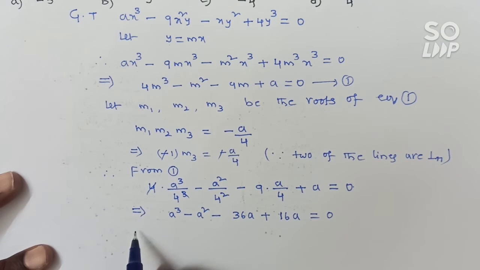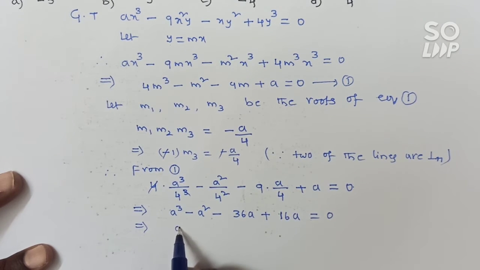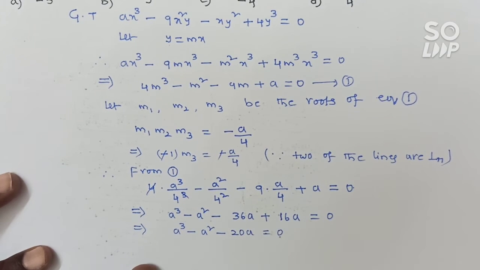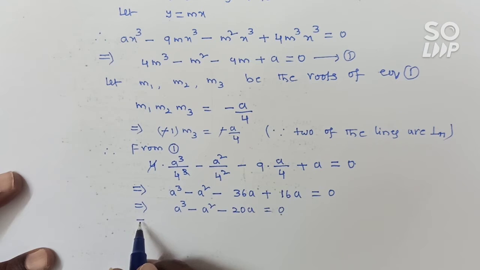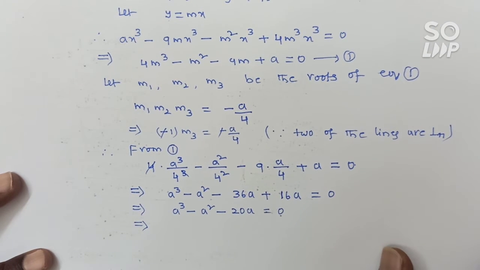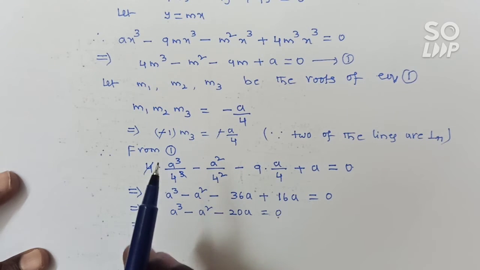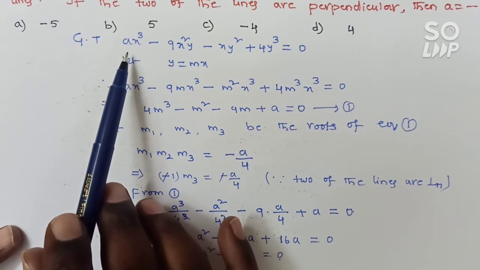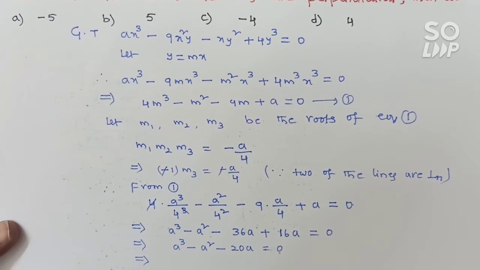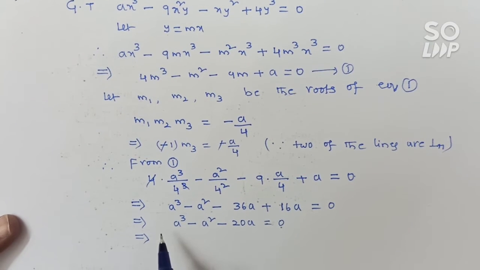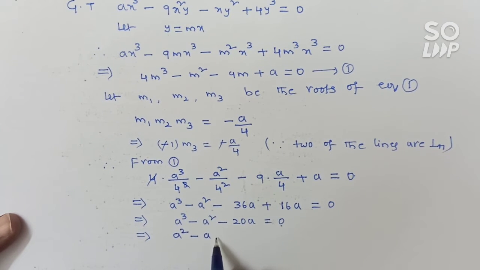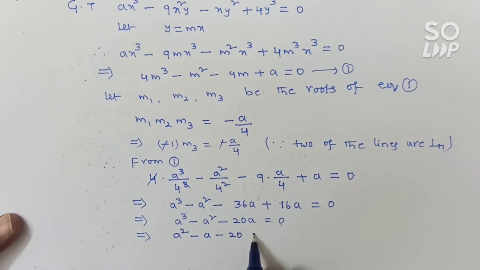That implies you can write this value as a cube minus a square minus 20a is equal to 0. Now from this one, a is not equal to 0. Why? Because if a were equal to 0, the given equation would not be a cubic equation. So here a is not equal to 0, which means we divide by a: a square minus a minus 20 is equal to 0.